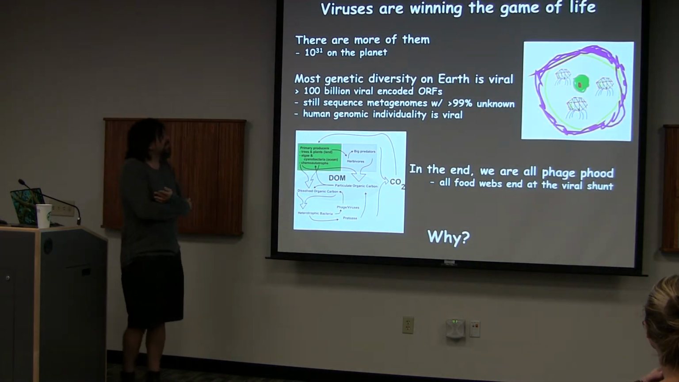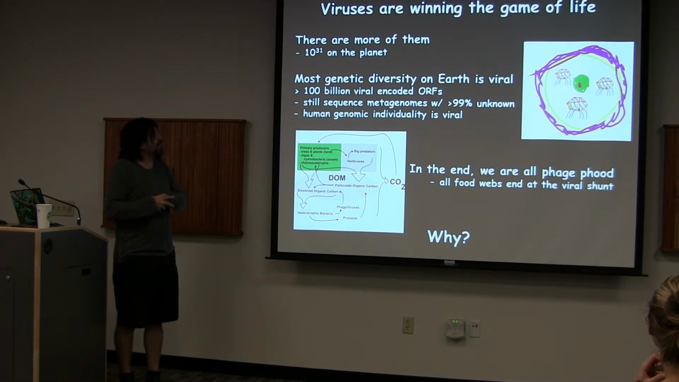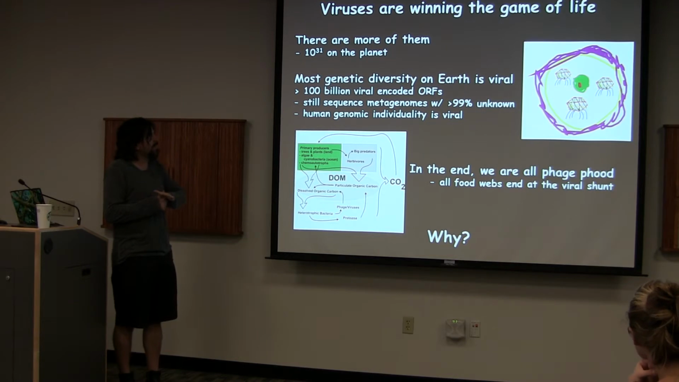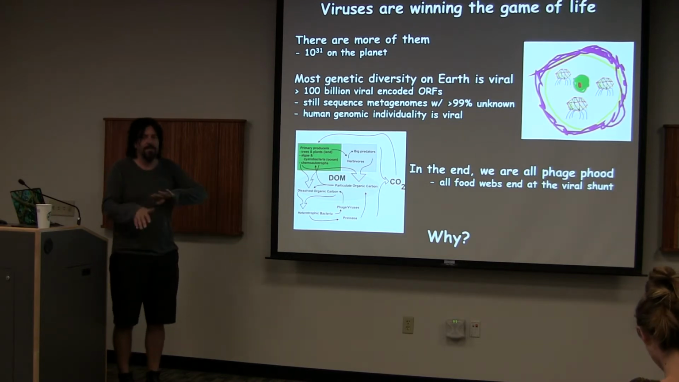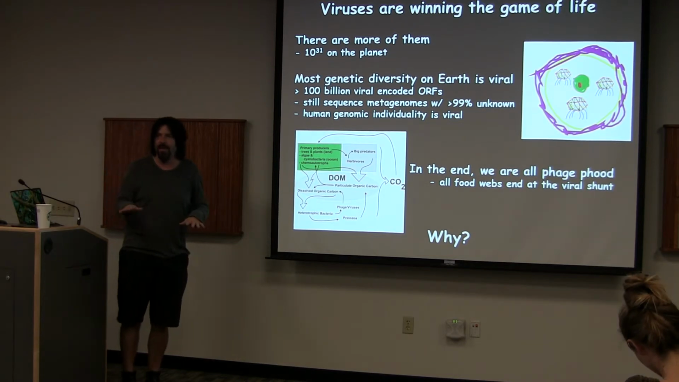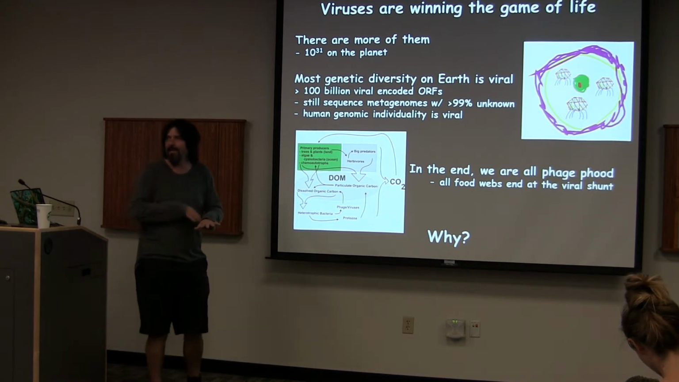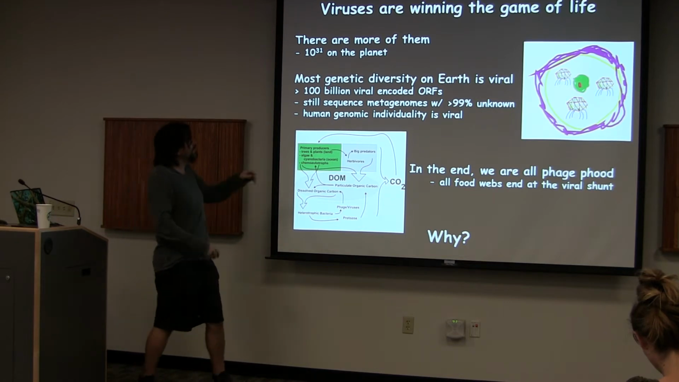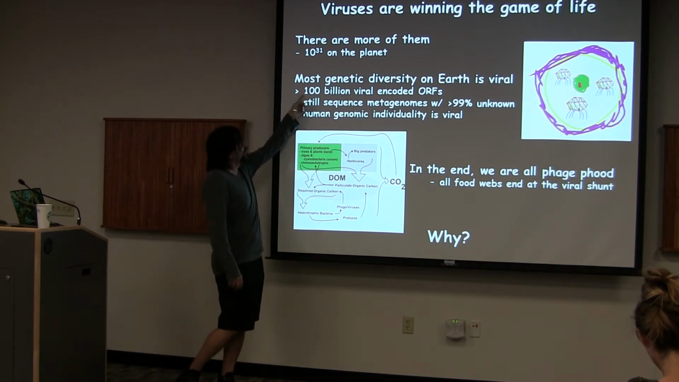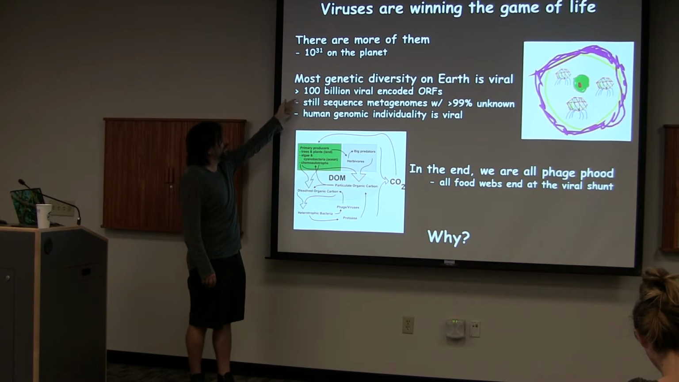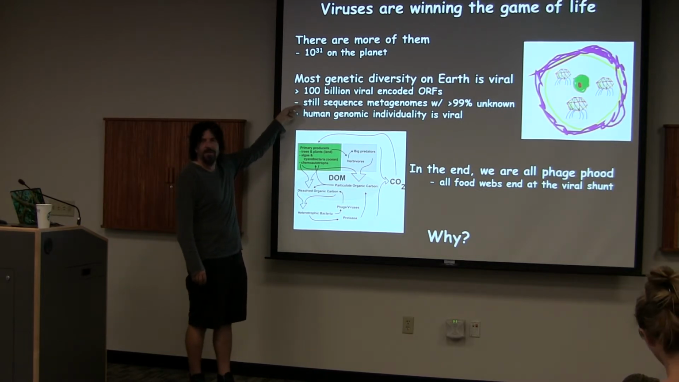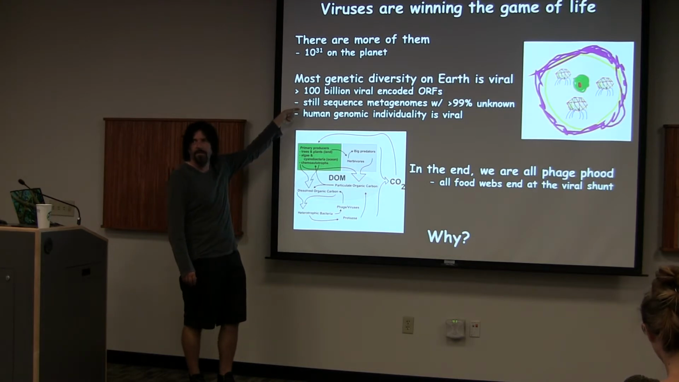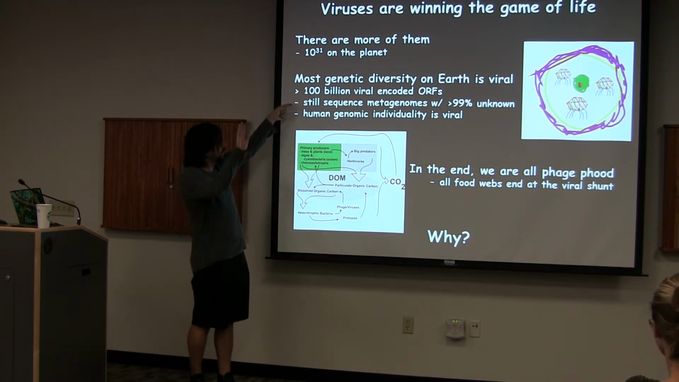This is something you all know: there are a lot of viruses on the planet. The reason we're starting here is to remind you that these guys are the winners. Any way you look at it, there are more viruses on the planet, and more diversity. These are calculations that came out of something we published in, I guess, 2003. To this day we're still finding metagenomes that are 99% unknown, so the diversity is still going up.